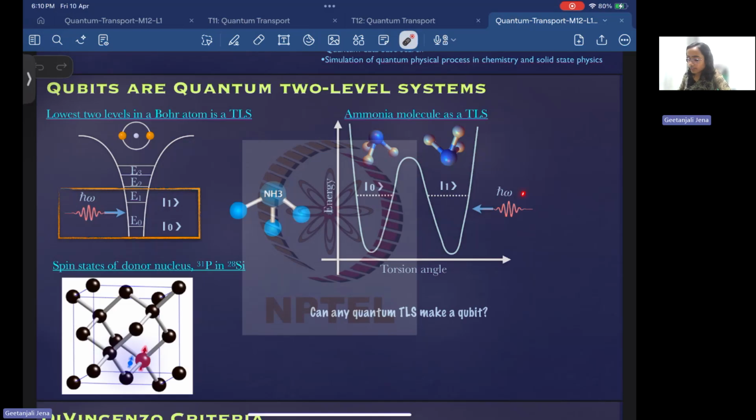And for this, we need a radiation of h-bar omega, which makes these changes, which can close this gap, and we can go from one configuration from here to here or from here to here.